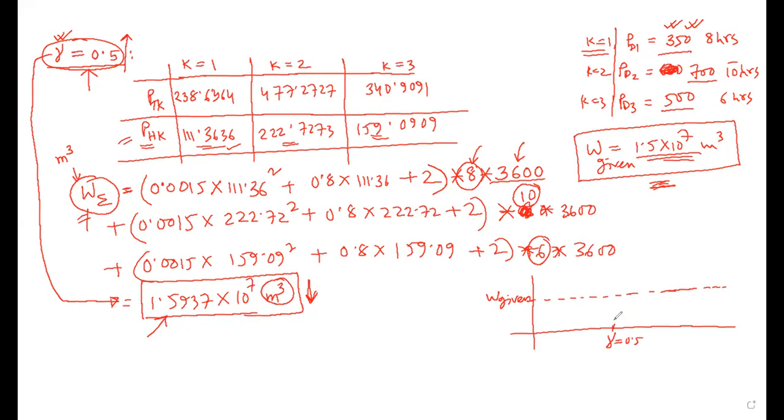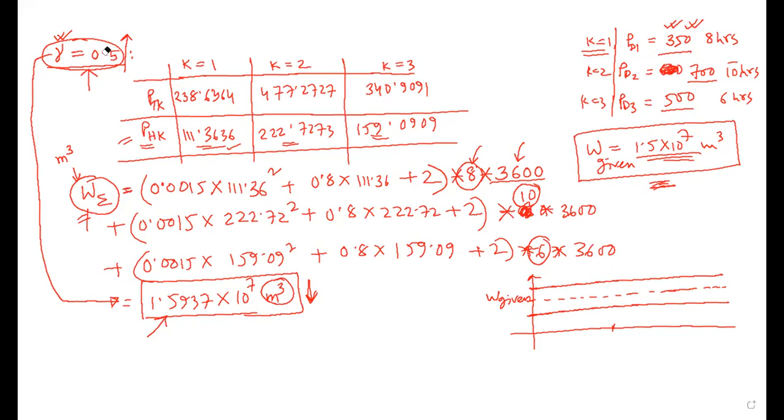With gamma equal to 0.5, what do we get? We get some value which is higher. So we have to update the gamma. But before updating, remember, we take another value of gamma, which will give us some W here, or anywhere less than the W given. So this is our next point.